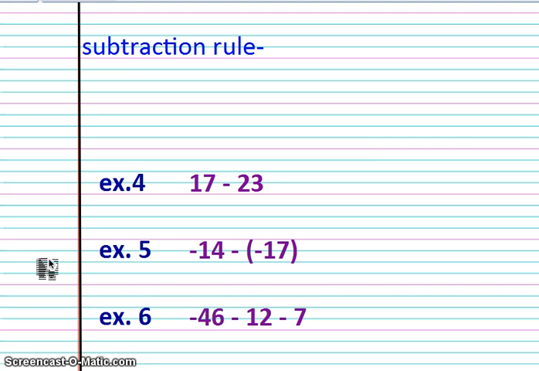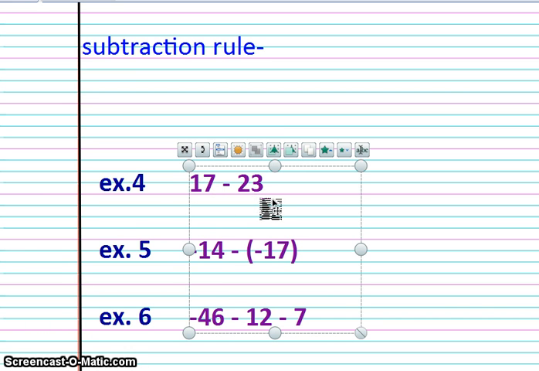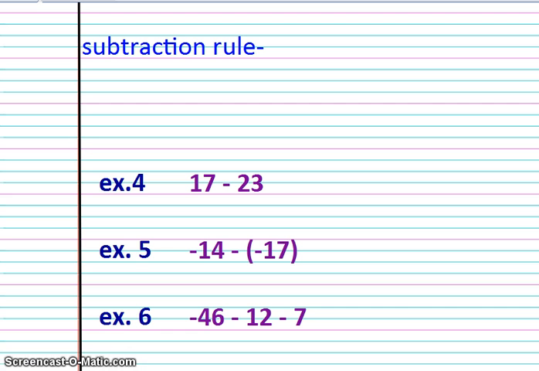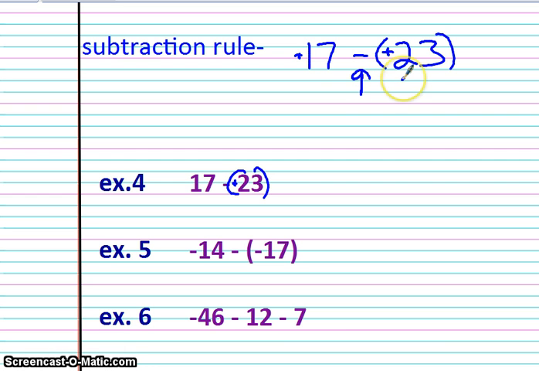Here we have 17 minus 23. Again, we just said our rule was to never subtract. So 17 minus, and this just means we're subtracting a positive 23. They don't write positive 23 here because we assume that it's a positive number. So we have a sign for this, which is also positive. We have the operation, which is to subtract, and it's a positive 23.